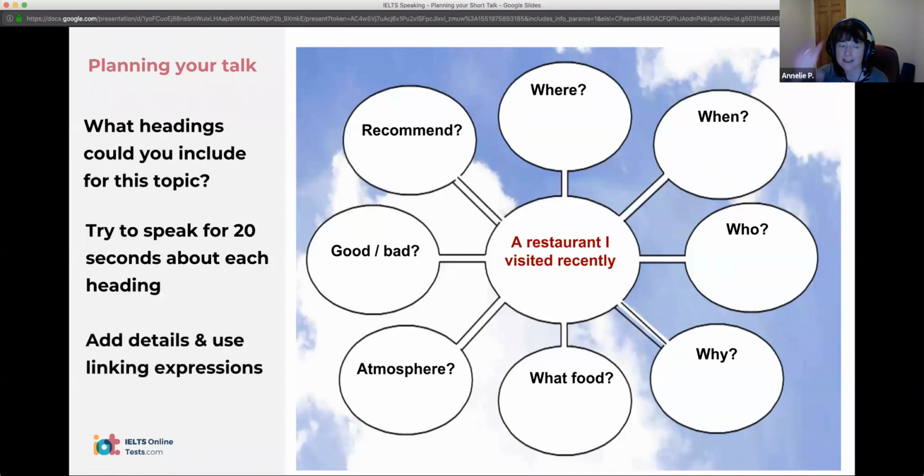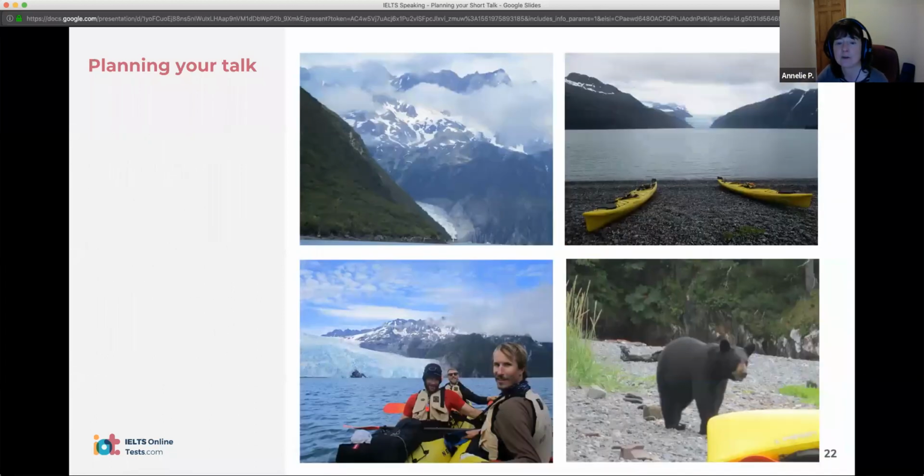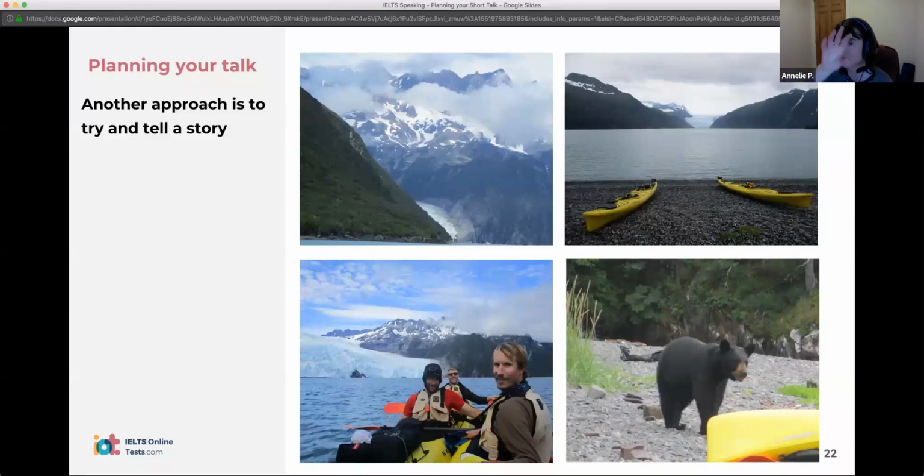And as well as using the details, we also need to use linking expressions to organize our answer. So a well-constructed answer is also important for this, okay? So we're looking again at the same situation. So that was the first thing you could do, okay? So one thing is you make a mind map, you put different headings in each of the bubbles, a few words to trigger your memory, and then spend about 20 seconds talking about each of those bubbles, okay?